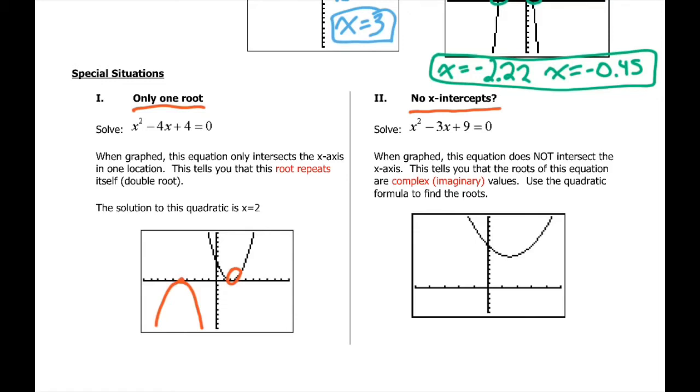And then example number 2 with these special solutions is no x-intercept, so when it's either hovering above it or it's upside down and it's below it, but it never actually hits the x-axis, that means you'll have your imaginary solutions like we talked about last class.